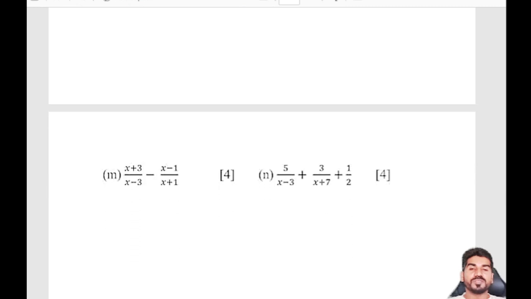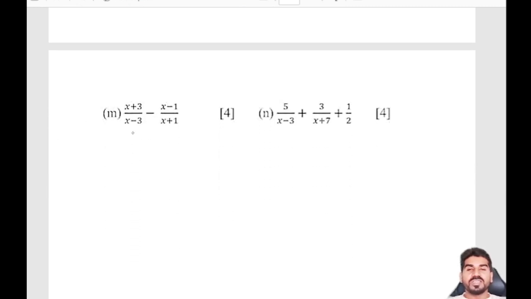Okay, next is part M. You can see there is again the same type of question. We can take the LCM here, but the difficulty level is a little more than the previous question. The LCM will be x minus 3 times x plus 1. Now by cross multiplying, there will be the x here.